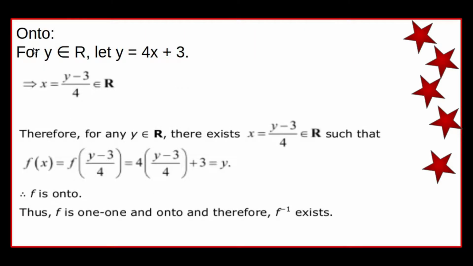Now we have to prove f is onto. For that, take y belongs to codomain R and we have y equal to 4x plus 3. Now from this expression we get 4x equal to y minus 3, x equal to (y minus 3) by 4. For any y in R, y minus 3 is a real number. Again (y minus 3) by 4 is also a real number. That real number belongs to domain R. So for any y belongs to codomain, there exists x belongs to domain, that x is equal to (y minus 3) by 4. So the function is onto.